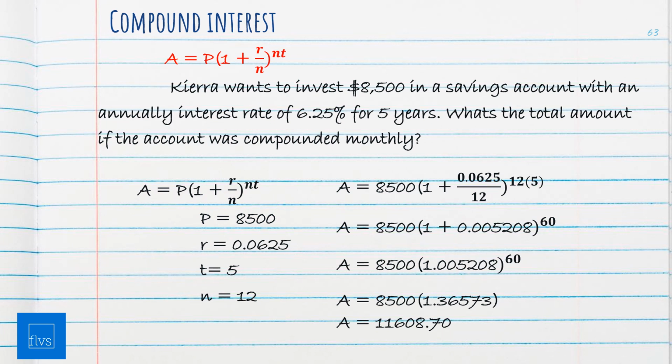We get 11,608.70. So the total balance will be $11,608.70. That's how much she will have in her account after 5 years if it's compounded monthly.